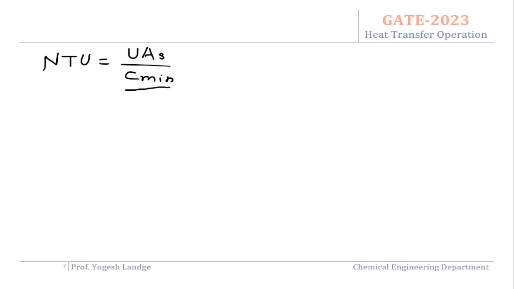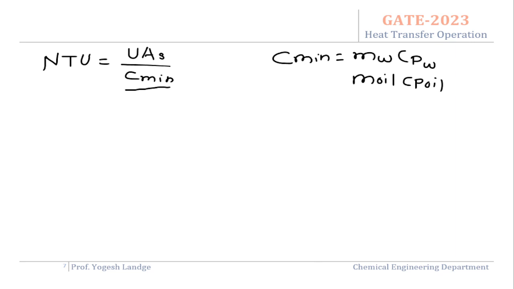So we can write that is the formula for C minimum. It is the specific heat of, say, mass flow rate of water into the specific heat of water, and mass flow rate of oil into the specific heat of the oil. So whichever be the less, that is the C minimum. Either this one or this one.